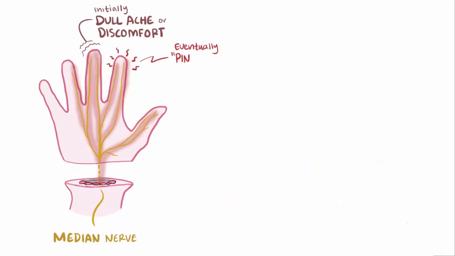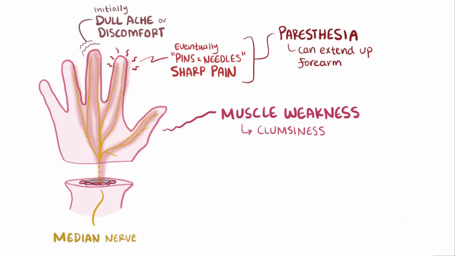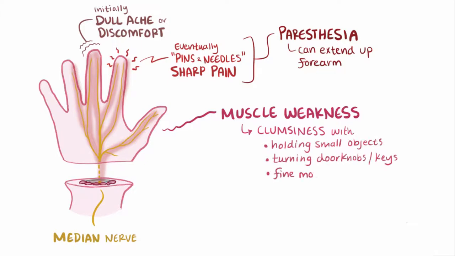Eventually, this discomfort can lead to sharp pins and needles like pain, called paresthesia, which can extend up the forearm. People might also have muscle weakness, which can cause clumsiness with tasks like holding small objects, turning doorknobs and keys, or fine motor tasks like buttoning up a shirt.